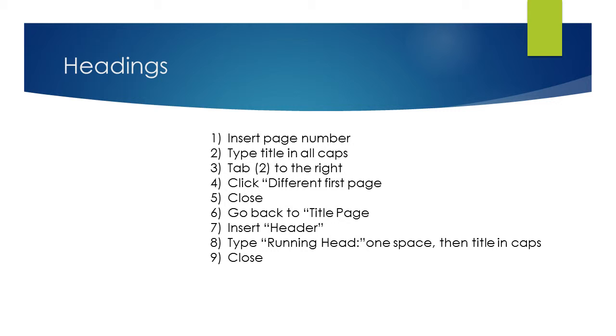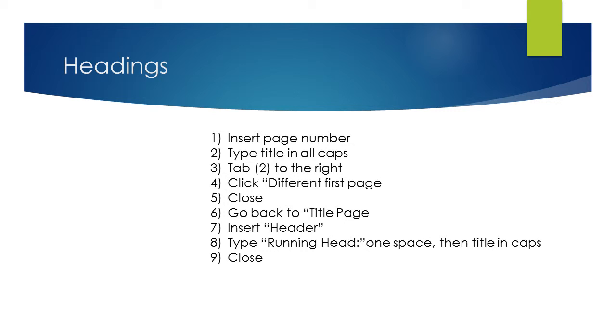After you've tabbed the number 2 to the right hand side, you want to go up to the top of the ribbon and click Different First Page. When you click that, go ahead and close it out. Then go back up to your first page, which is your title page. Then you want to insert header and choose the very first one. And it usually puts the header on the left hand side.